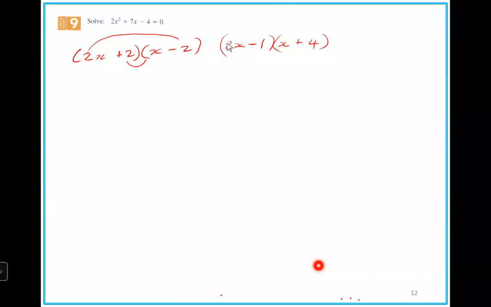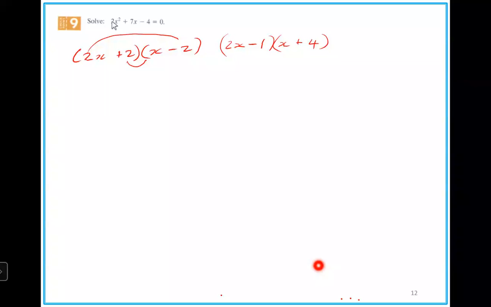So the logic of that is that 2x times x will give you 2x squared, minus 1 times positive 4 will give you a negative 4. And then you're going to use the 4 times 2 to give you 8. And then minus 1 times x would give you minus 1x. So 8 minus 1 would give you what? Oh, a 7. Right.